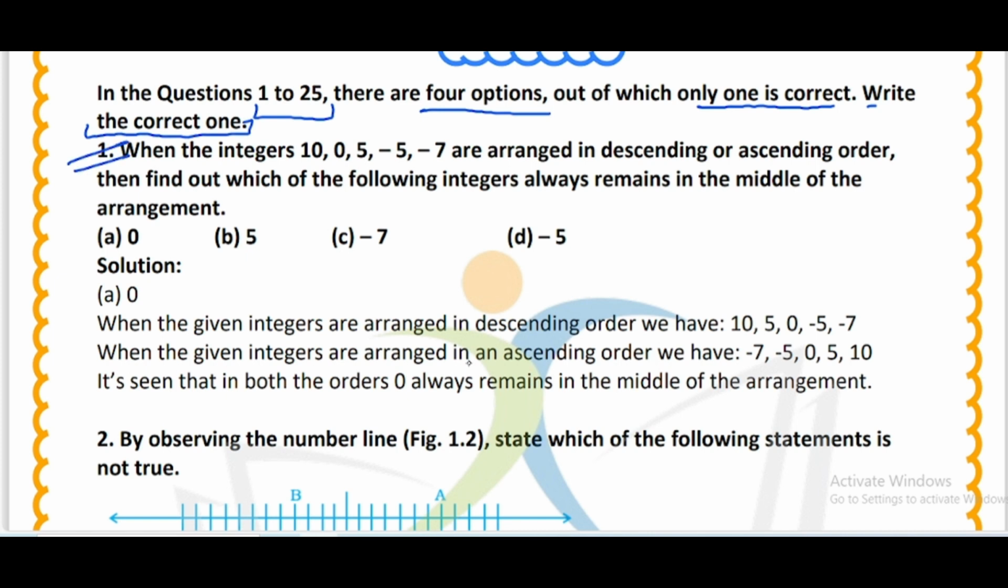What is given when the integers 10, 0, 5, -5 and -7 are arranged in descending or ascending order, then find out which of the following integer always remains in the middle of the arrangement. Let's see. We arrange in descending order.